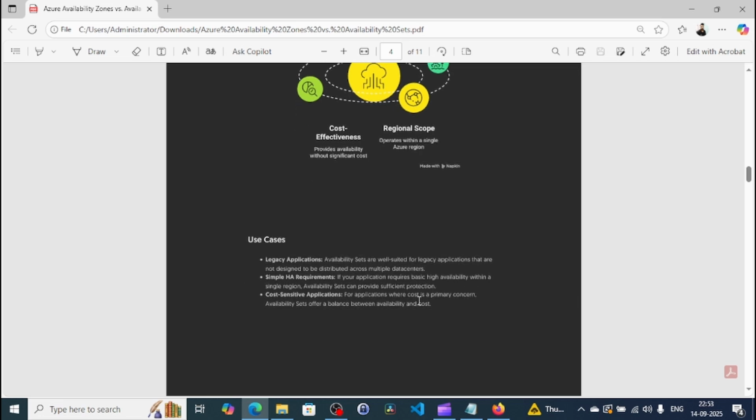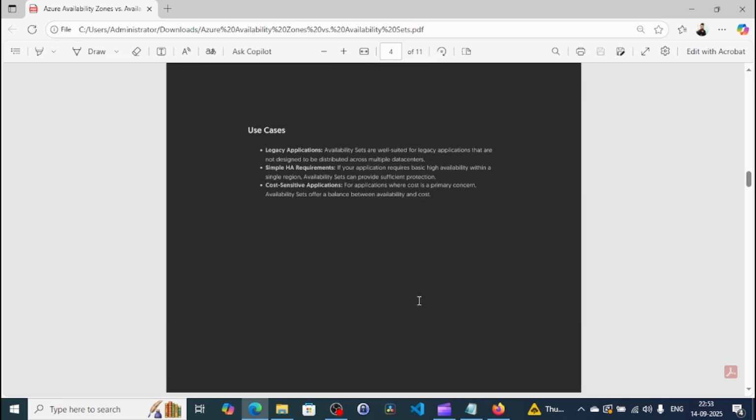Let's discuss use cases. Legacy applications not designed for distribution. Applications with basic HA requirements. Workloads where cost is more important than maximum protection.